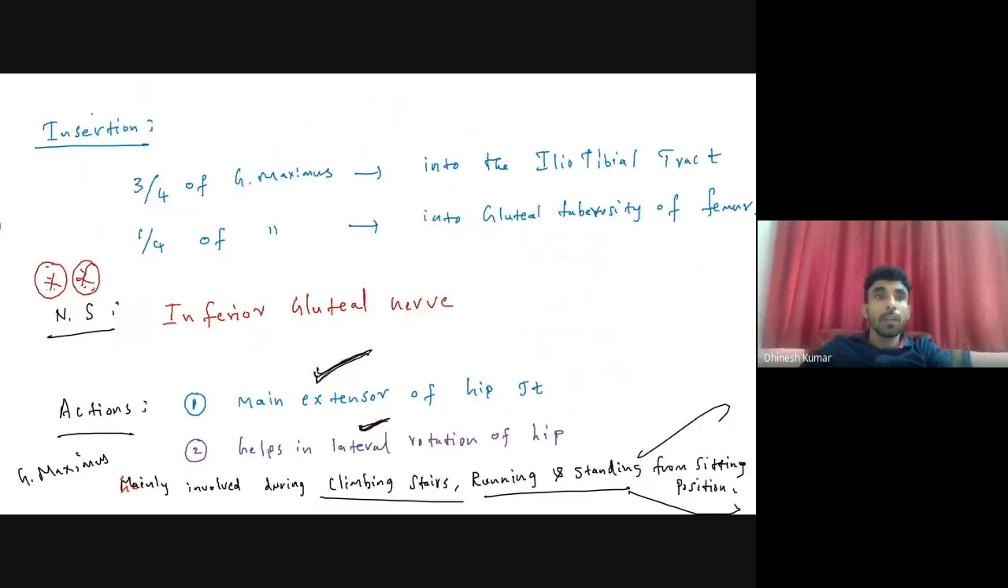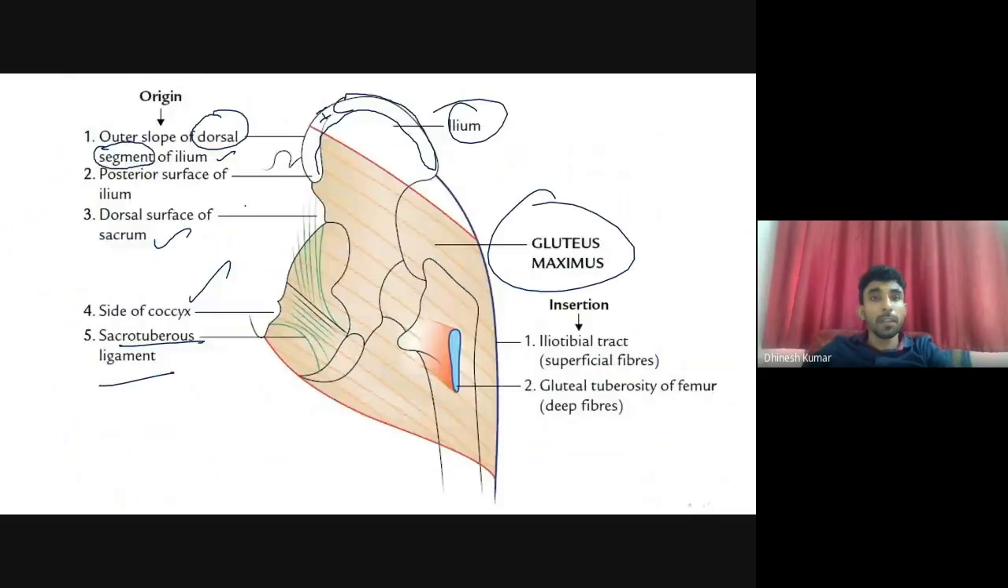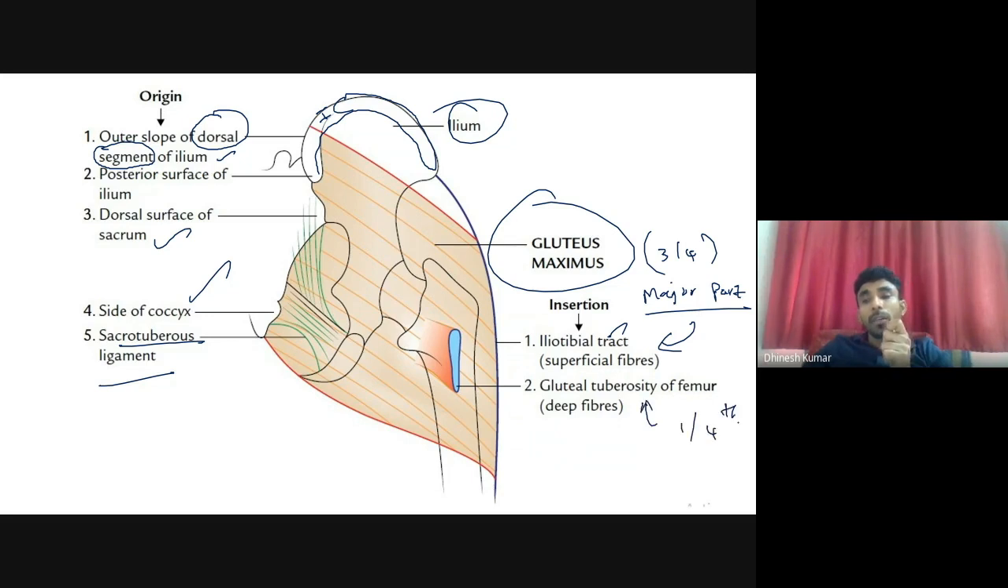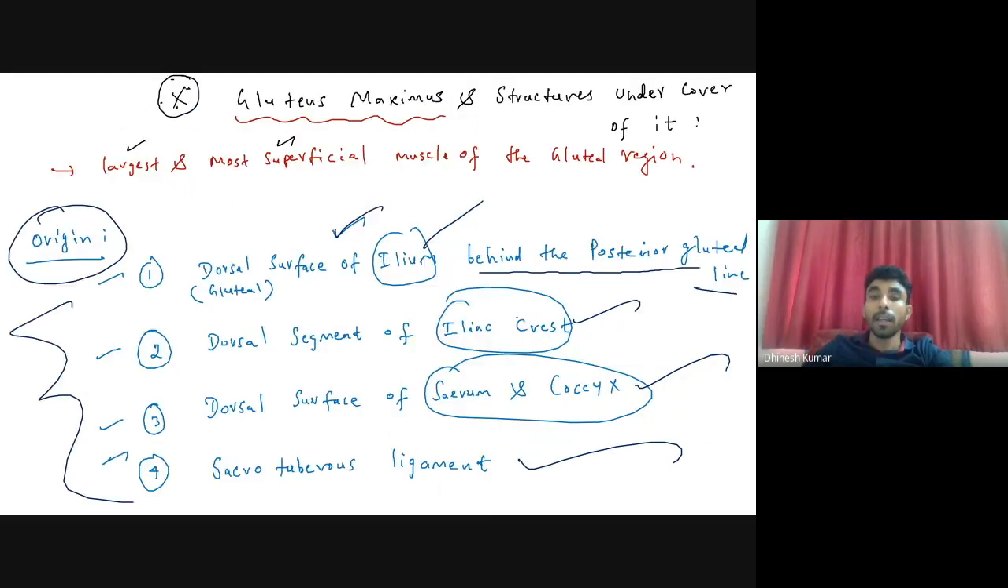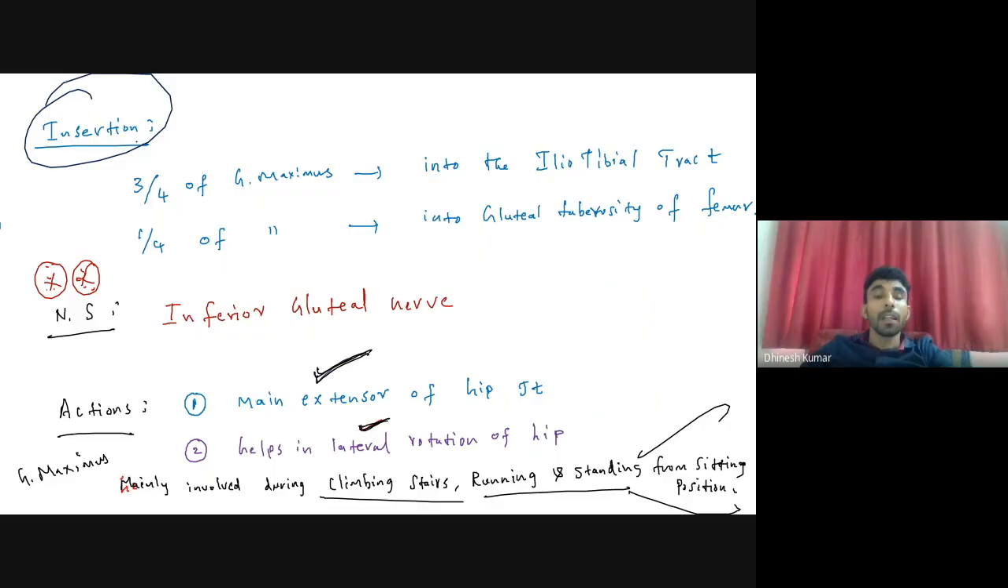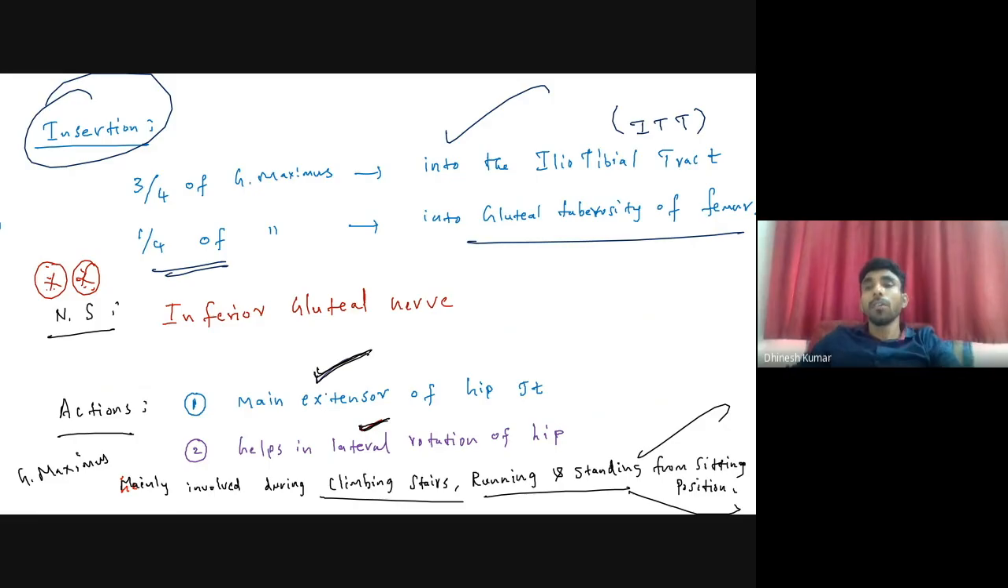Now coming to the insertion. What about the insertion of the gluteus maximus? As you see here, the major part, three-fourths of the gluteus maximus muscle, is getting inserted where? Yes, into the iliotibial tract. Only one-fourth of the gluteus maximus muscle is getting inserted into the gluteal tuberosity of the femur bone. So that is about the insertion. Major part is inserted into the iliotibial tract, and only a small part into the gluteal tuberosity of femur.